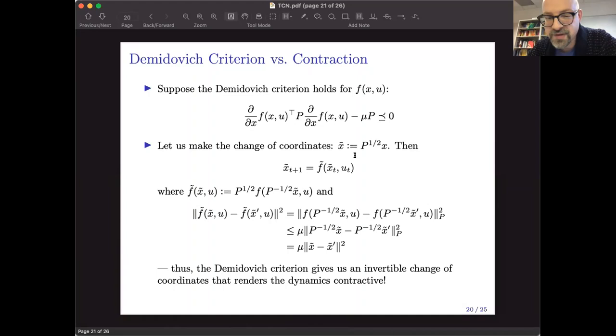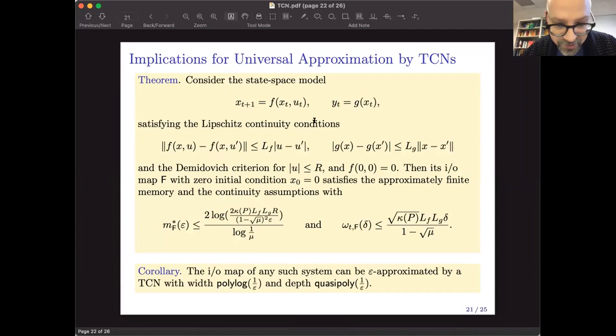So can we actually come up with a nice example, right? First, I want to talk about the implication for universal approximation. This is exactly where you have a state space model with Lipschitz continuous state updates, Lipschitz continuous output maps, and a Demidovich criterion. Here you can assume that zero state and zero input are the equilibrium point, and then the IO map with zero initial conditions satisfies the approximately finite memory and continuity assumptions with these bounds. And as you can see, the fact that the memory length is polylogarithmic in one over epsilon is very nice.